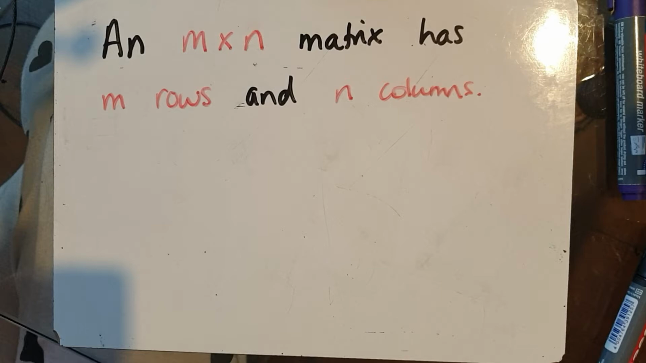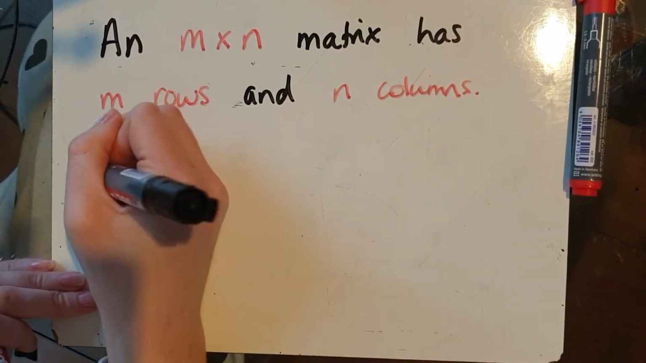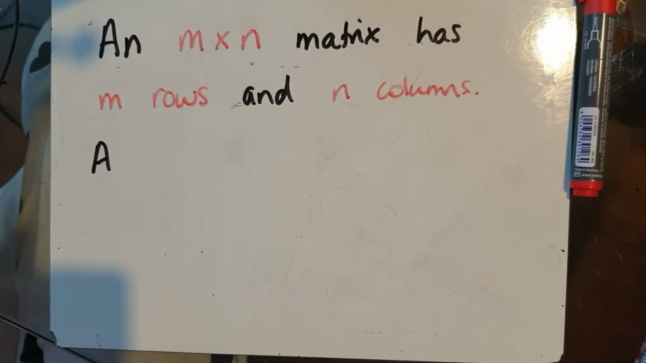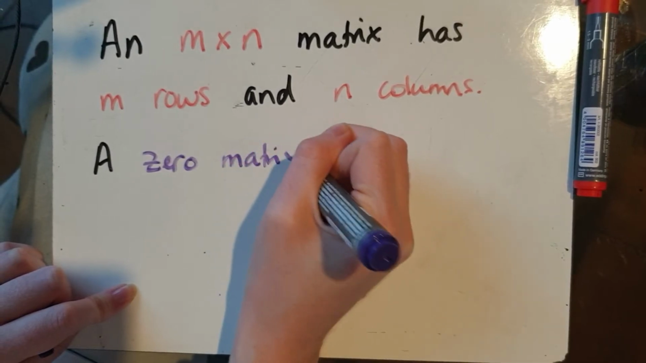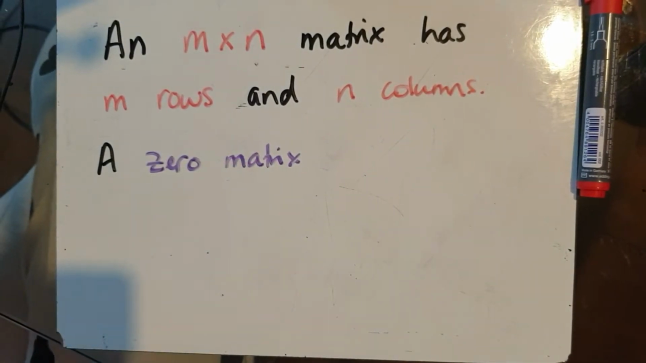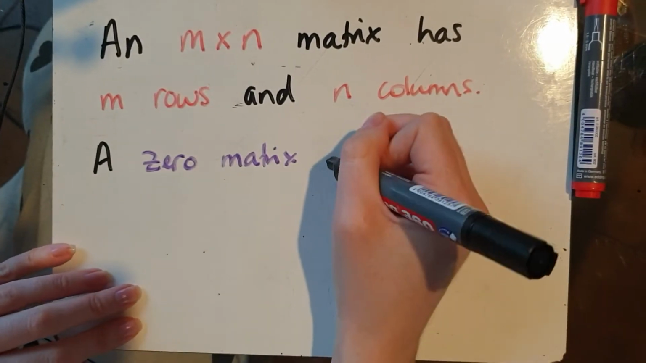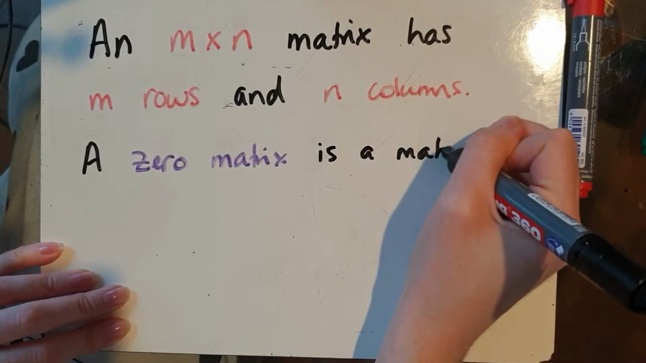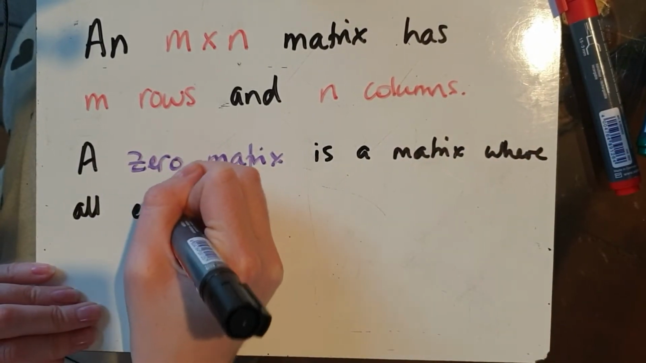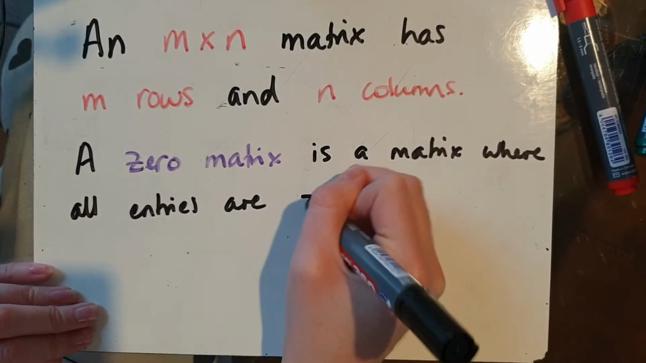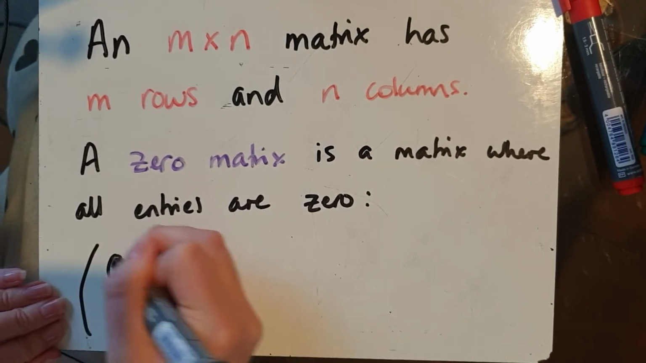Additionally, there's 2 special types of matrix that you need to know. There's a zero matrix. We never say the zero matrix or the identity matrix because there are loads of them, because they can vary in size. So a zero matrix is a matrix where all entries are 0.